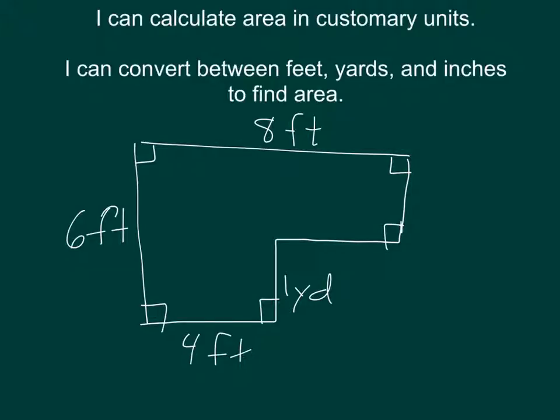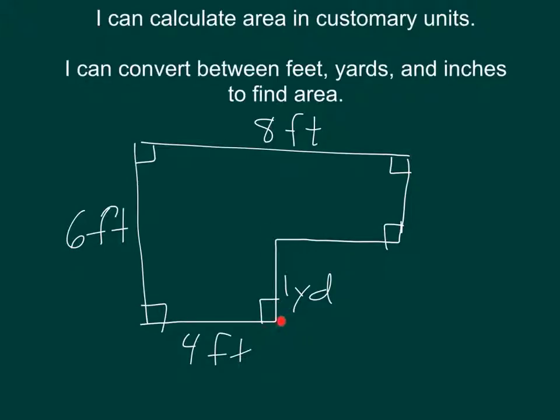So when I look at the figure, I need to first look at which sides are labeled and which sides aren't. If there are sides that are not labeled, I need to label them so I don't forget what they are. So I can see that this is labeled 6 feet, 8 feet. This one is not labeled, and neither is this side. So I'm going to need to find those for sure.